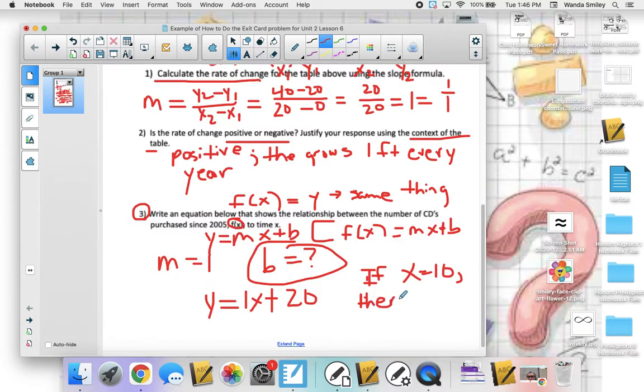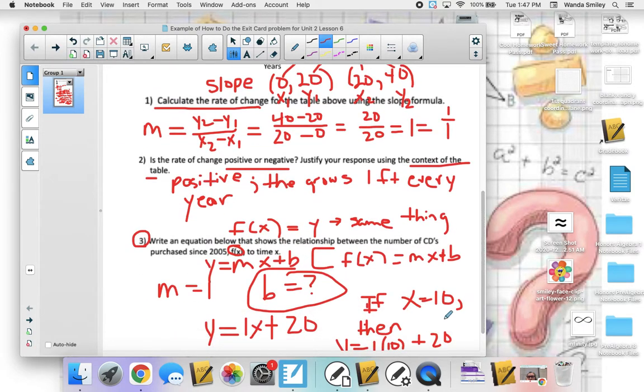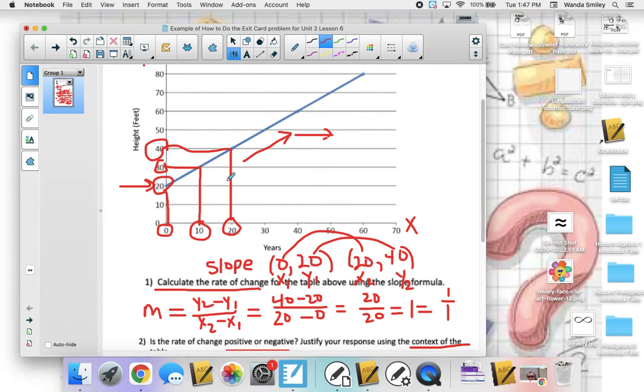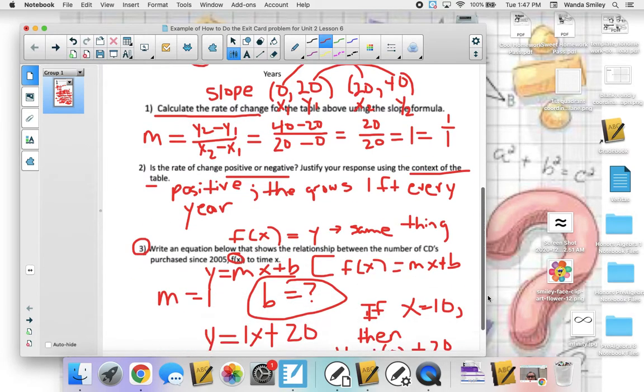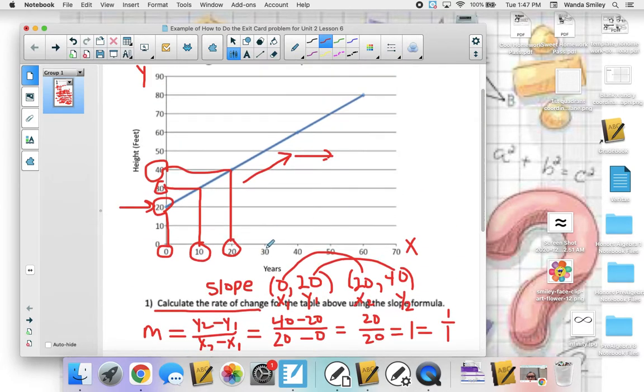Then we know that y equals 1 times 10 plus 20, which is y equals 30. If you go back and look at your graph, you see that when x is 10, y is 30. If you plugged in 20, 1 times 20 is 20, and 20 plus 20 is 40. When it's 20 years, it is 40 feet tall. If you plugged in 30 for x, 1 times 30 is 30, and 30 plus 20 is 50. When it's 30 years old, you can follow it straight up and over, and yep, it's 50 feet tall.